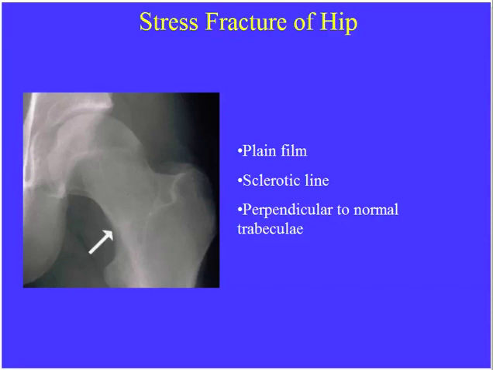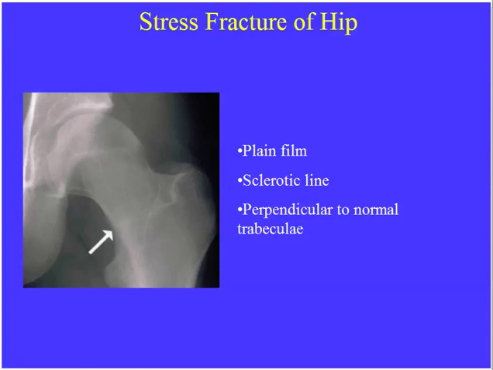Stress fractures, another common entity that they show, and they may show them anywhere up and down the lower extremity, so we're going to look at several examples in the second half of the talk here. Stress fractures on plain film all look alike. They're this sclerotic or lucent line. Typically, it's a sclerotic, ill-defined line that runs perpendicular to the normal trabecular pattern.